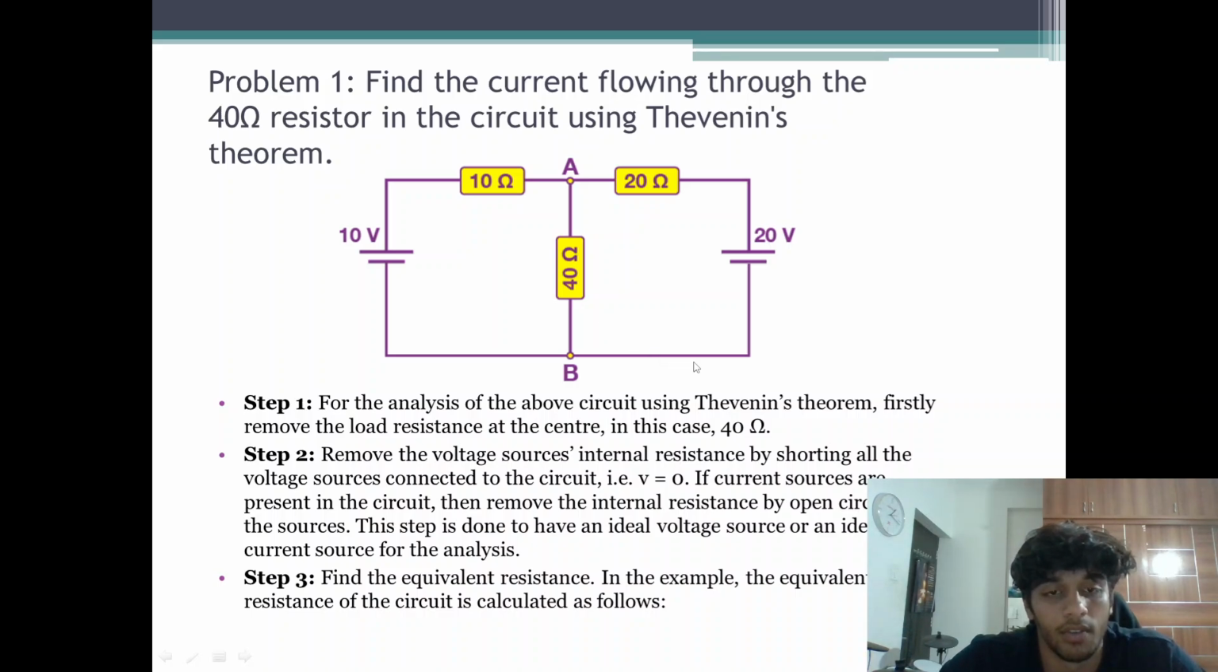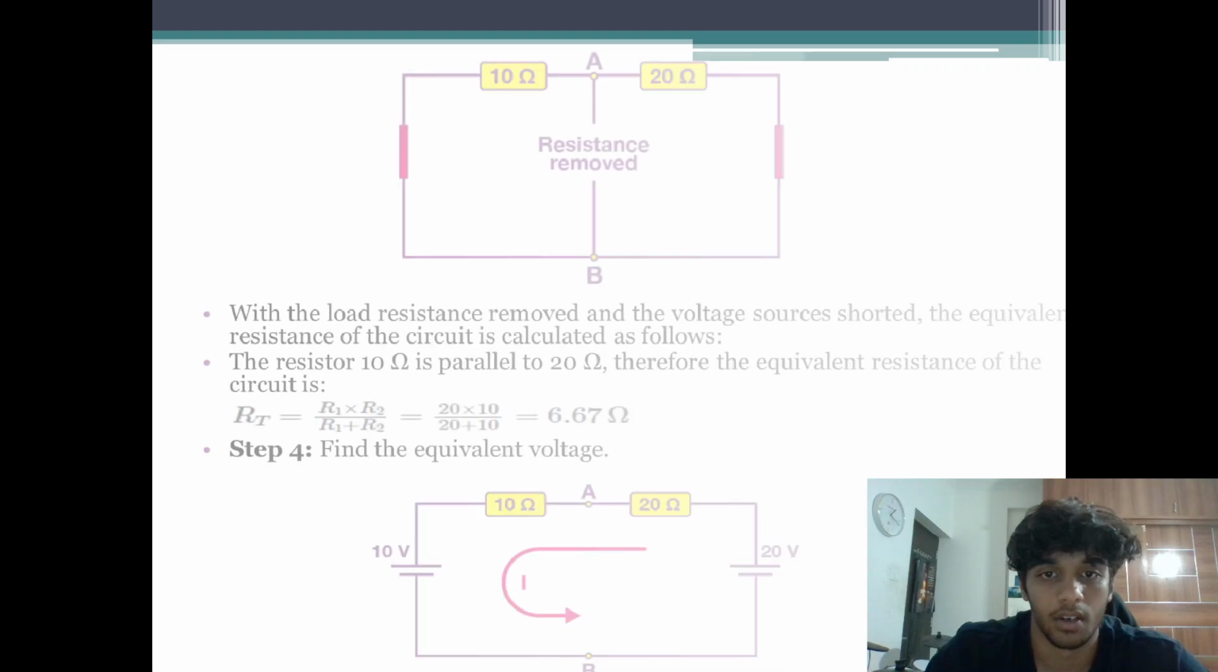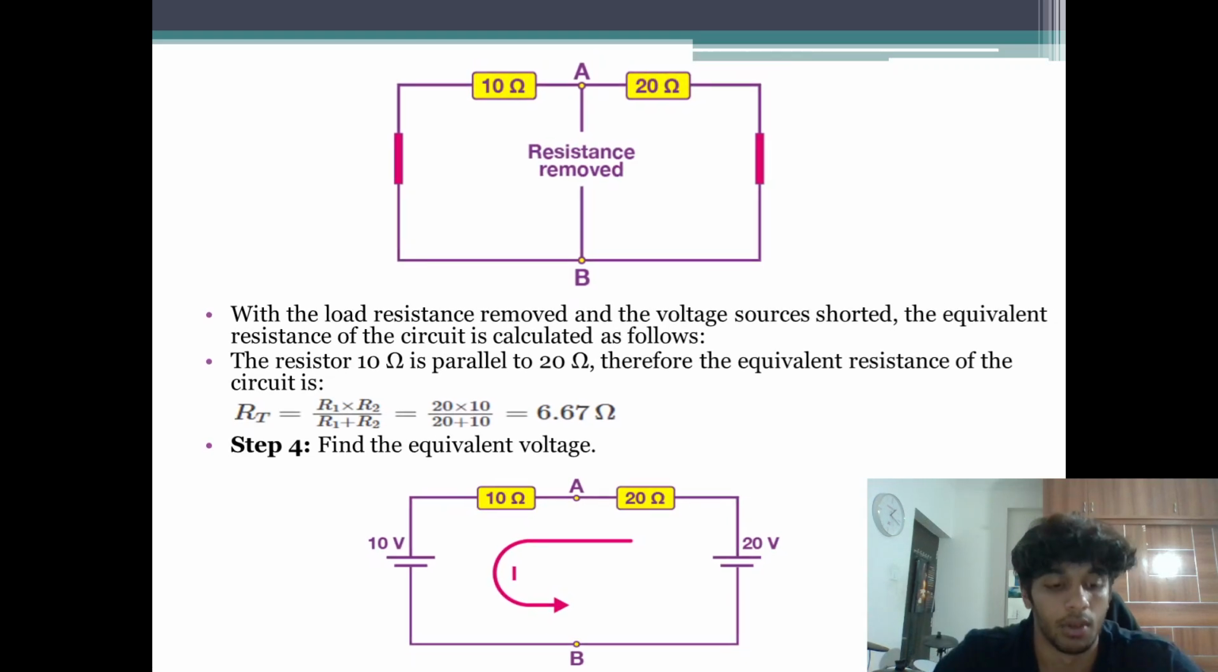Step 1. We've got to remove the load resistor. Disconnect the 40 ohm resistor from the circuit. This leaves two terminals, A and B. Should be here, right? So when we disconnect the 40 ohm resistor from the circuit, this is going to leave us with A and B. We disconnected the resistance here, so it's going to leave us with A and B.